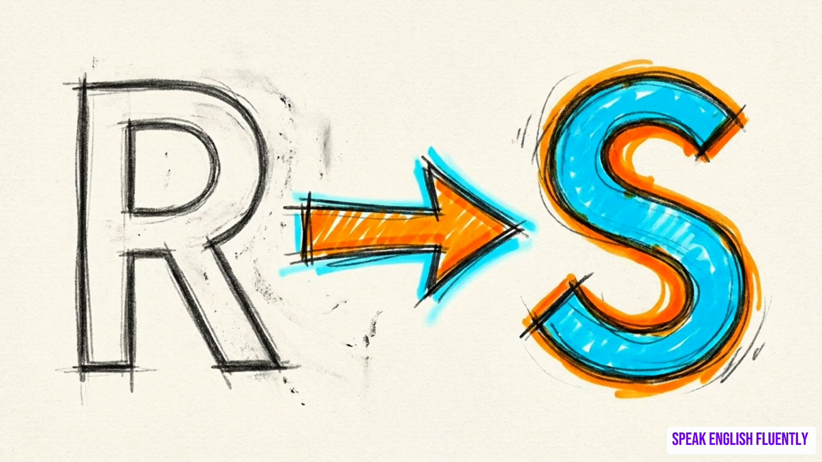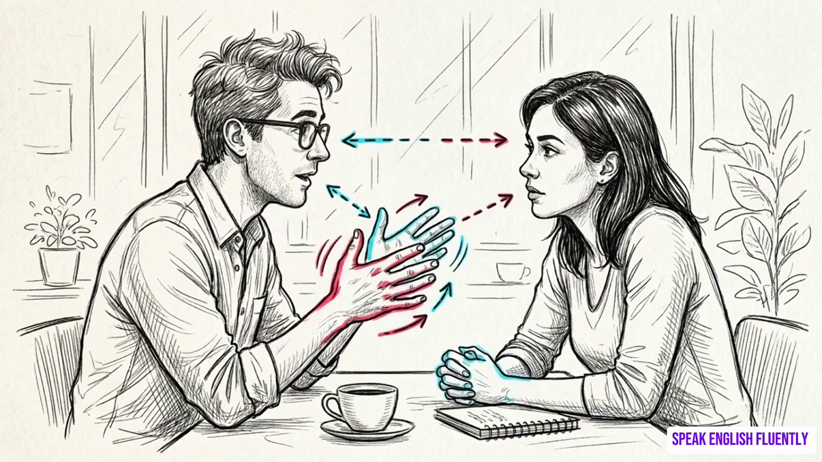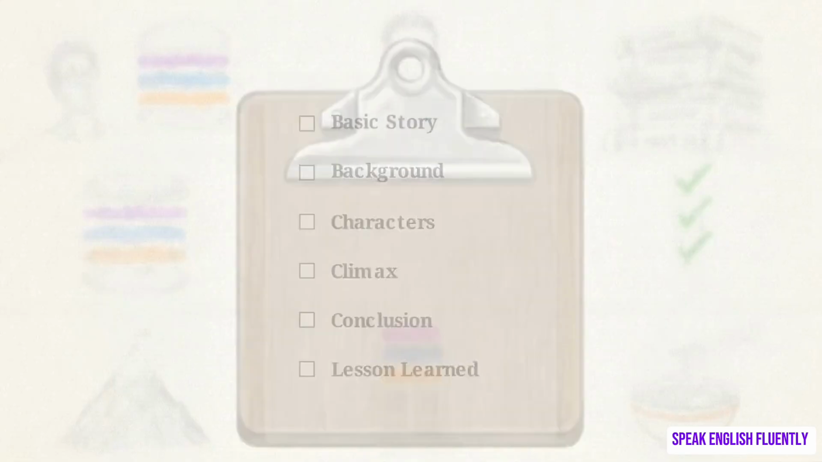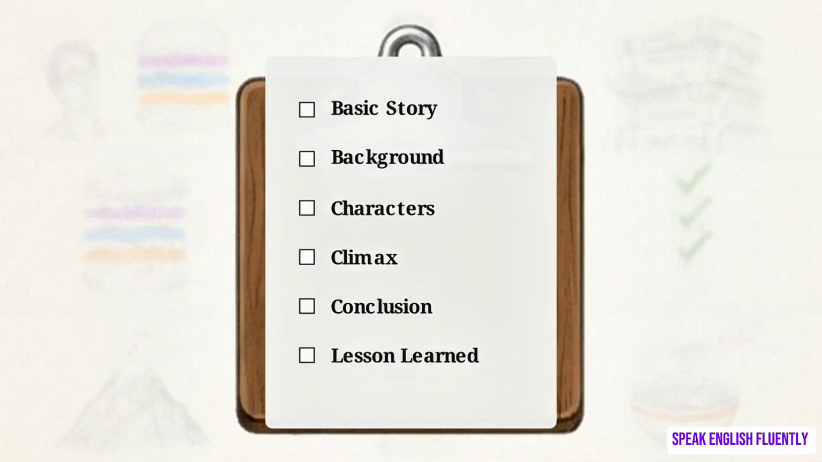We have the R for reasons. Now we move to the S for story. While your reasons show logic, your stories create a personal connection with your listener. To keep an anecdote from getting confusing, you should follow this 6-part story checklist. It ensures your story stays relevant and engaging.